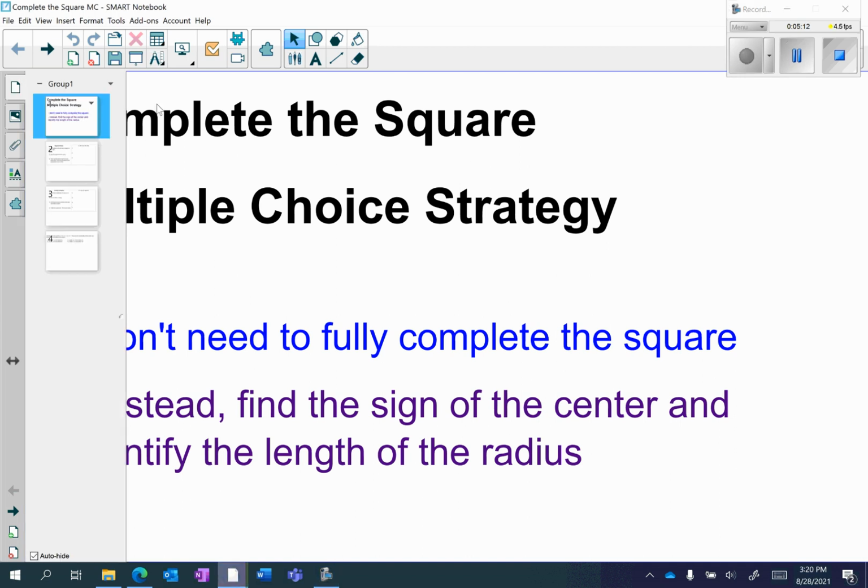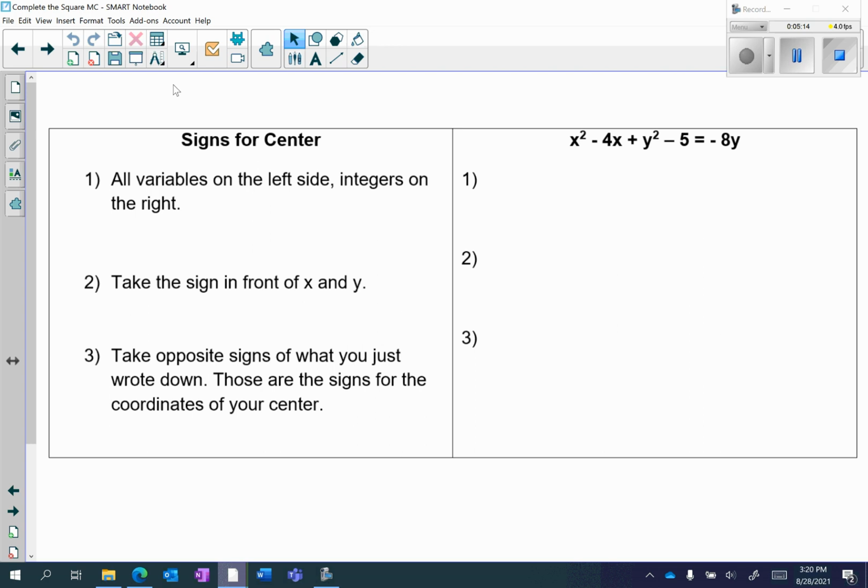So let's try an example. Here we have x squared minus 4x plus y squared minus 5 is equal to negative 8y. The first step says all variables on the left side, integers on the right. So that means I'm going to add the 8y over to the left-hand side, and I'm going to move that negative 5 to the right-hand side.